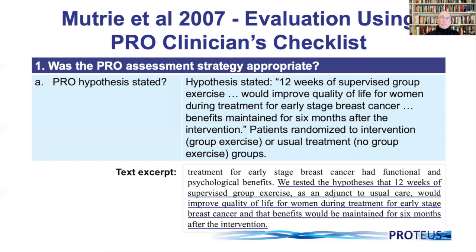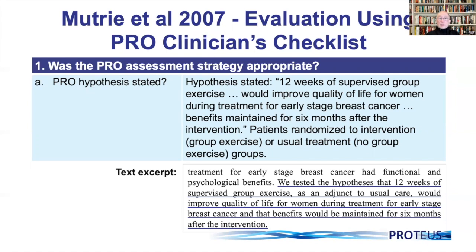So let's try to apply the checklist. First item, was the PRO assessment strategy appropriate? Was there a PRO hypothesis stated? From the paper, it is stated 12 weeks of supervised group exercise would improve quality of life for women during treatment for early stage breast cancer. And the benefits would be maintained for 6 months after intervention. Patients were randomized to the intervention, that is the group exercise, or to usual care, no group exercise.